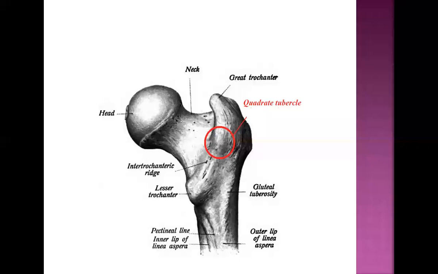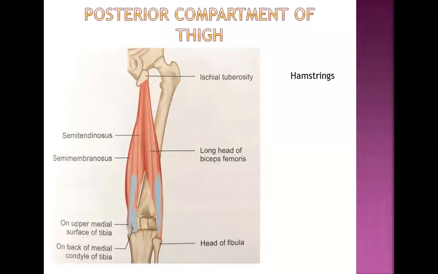Good. Which muscle gets inserted into quadrate tubercle of femur? This is the posterior view of the upper end of femur. This is the greater trochanter and lesser trochanter. In between the two, there is an intertrochanteric ridge. And there's a tubercle called quadrate tubercle. Very good. It gives insertion to quadratus femoris. Please keep these points in mind.